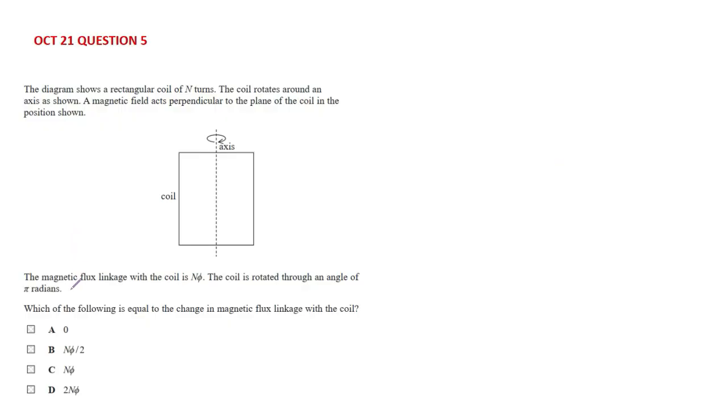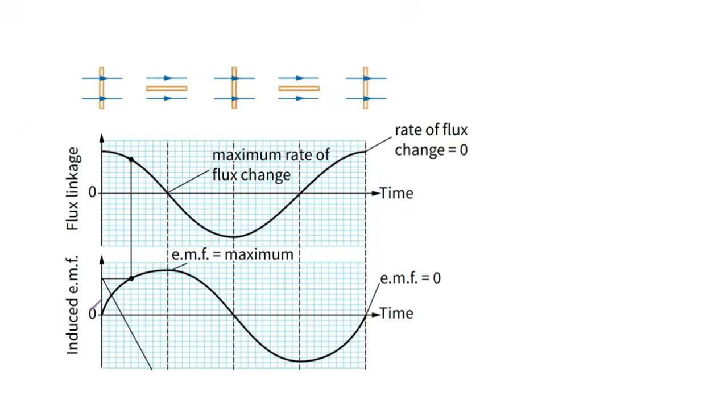Pi radians is basically 180 degrees. This will come in handy. Which of the following is equal to the change in magnetic flux linkage with the coil? It's very difficult for me to explain it just by this diagram. So what I've done is I have taken a picture out of my lecture sheet and placed it in the second slide. So this is the coil, by the way. This is the coil.